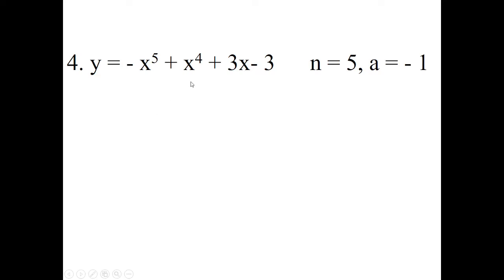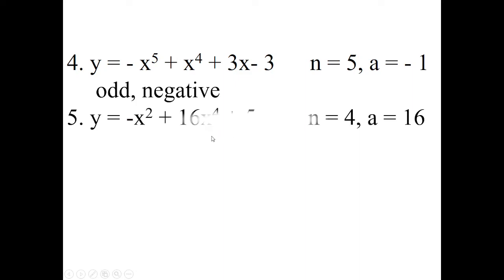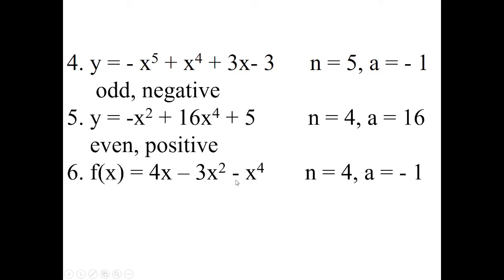Next, number 4, degree is 5, tapos a is negative 1, so it's odd negative. Number 5, degree is 4, then the coefficient is 16, so it's even positive. Then number 6, n is 4, tapos negative 1 siya, so it's even negative. Yan. So, you must be familiar with the relationship of the degree and its leading coefficient.